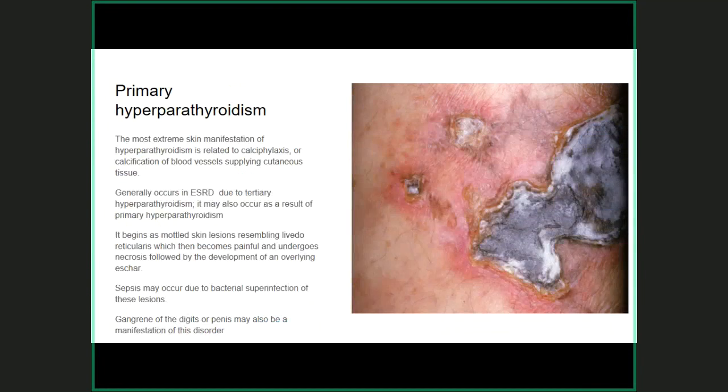And then you have this, which is the most extreme skin manifestation, related to calciphylaxis due to calcification of blood vessels supplying the cutaneous tissues. Usually it occurs in your tertiary hyperparathyroidism, but can also occur in primary. It begins as mottled skin lesions, almost like livedo reticularis, becomes very painful, necrotic, and has this eschar kind of presentation. These may progress to sepsis, have superimposed bacterial infection, and when it occurs in the terminal areas, such as digits, it could cause gangrene as one of the manifestations.